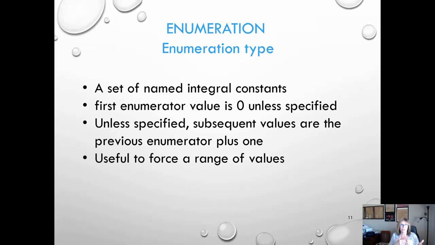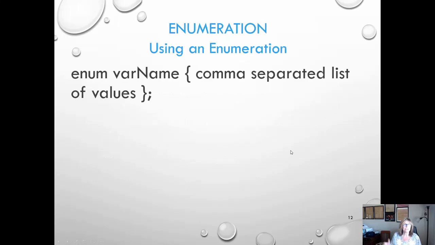So in general, it would go the value of 0, 1, 2, 3, unless I set one of those enumerators to something else. And we'll see what that looks like. Enumerators, or enumeration types, are really good if I want to force or specify a range of values that the variable can take on. So here's an example of what this might look like. I'm going to use the keyword enum, I'm going to give it a name, and then inside of the curly braces, I'm going to put a comma-separated list of values. And then I need that semicolon.